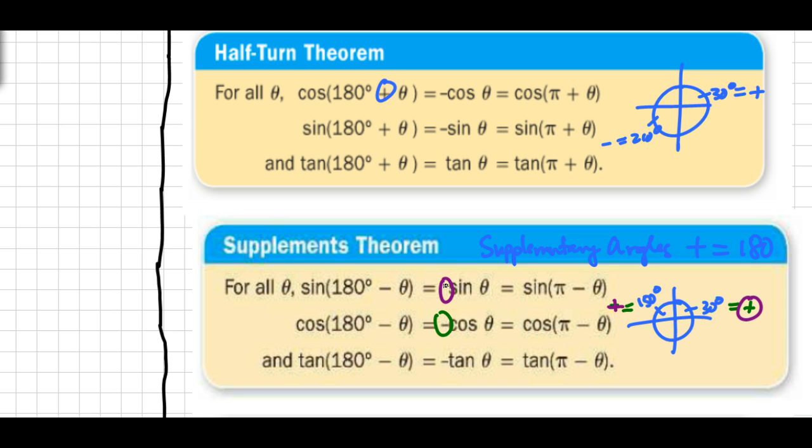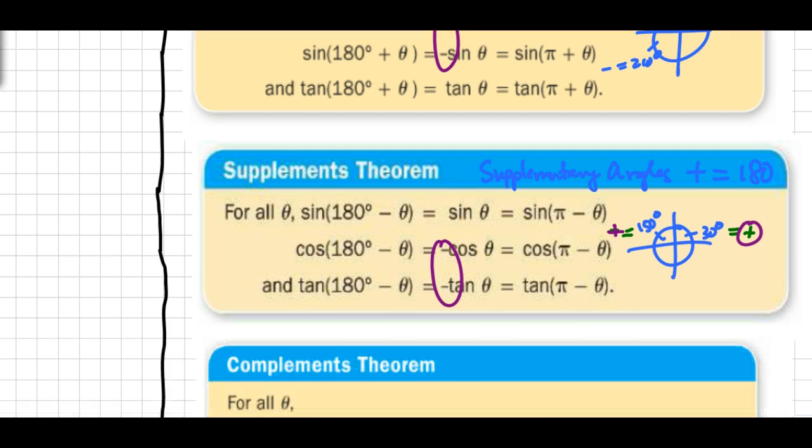So notice how there is a lack of a negative sign on the supplements part of this theorem. The tangent's going to be negative because if the cosine's negative and the sine's positive and you divide those, you're going to get a negative result. So it's very important that students remember or take note of the fact that the cosine and the sine for the half turns are opposites, but the tan is the same. For the supplements theorem, the cosine and the tan are opposite, but the sine is the same.